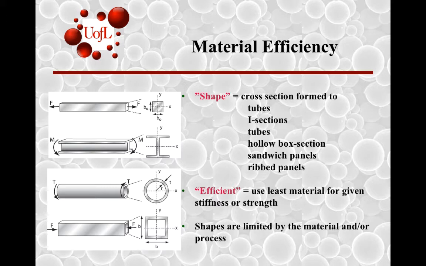These factors not only took into account the loading, the material, and the shape, but they also recognize the fact that certain shapes are just possible for a given material and others are not. And certain shapes are best created by a particular process and others are not. So there are limitations to shapes.